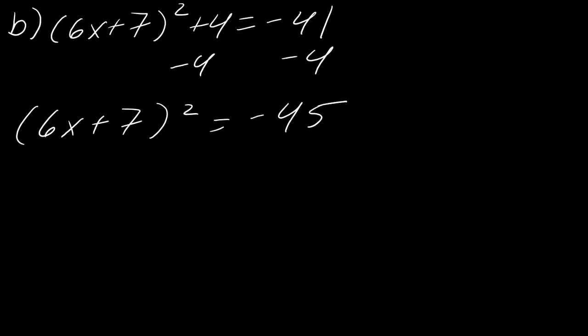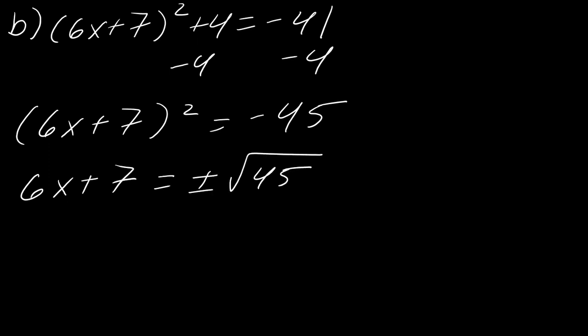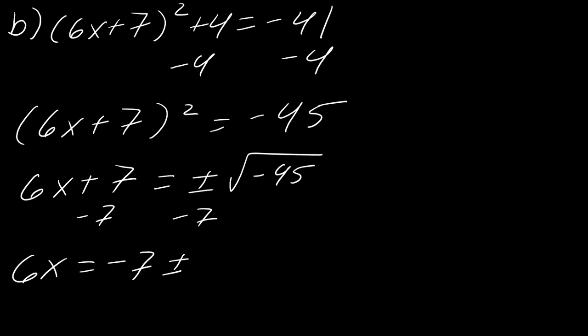The reason this one is interesting is that when I take the square root, now I'm going to have to use imaginary numbers, right? Because this is the square root of negative 45. Okay, so no problem, but we just want to acknowledge that we're going to have to use imaginary numbers now. So I'm going to subtract off the 7. So I have 6x = -7 plus or minus.